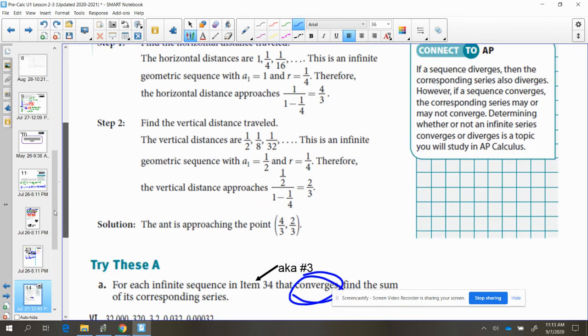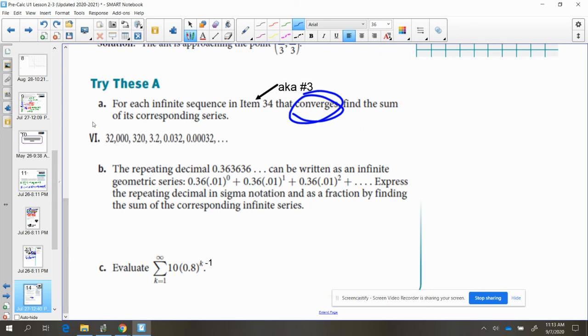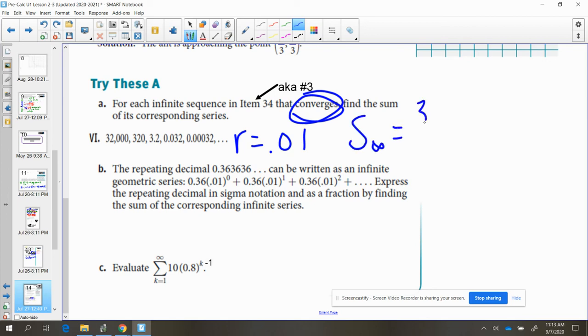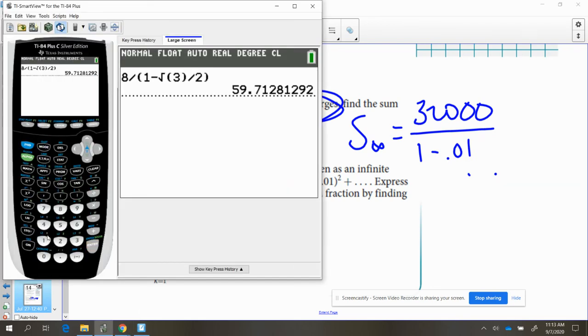So if we jump back to this last page, if we test this out with number 6, because that was a value that converged, our r value here we said was equal to 0.01 each time. To find that infinite sum, we could take the first term, 32,000, and then divide that by 1 minus 0.01. We're going to get quite a large number here: 32,000 divided by 1 minus 0.01 gives 32,323. That is the value we're converging towards, aka the sum of the infinite series. Okay.